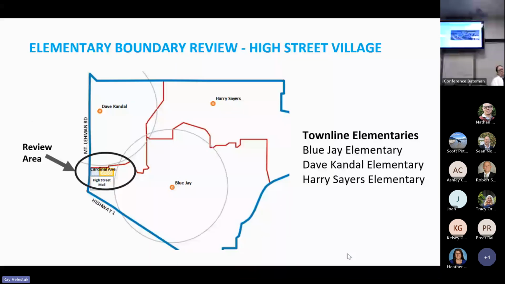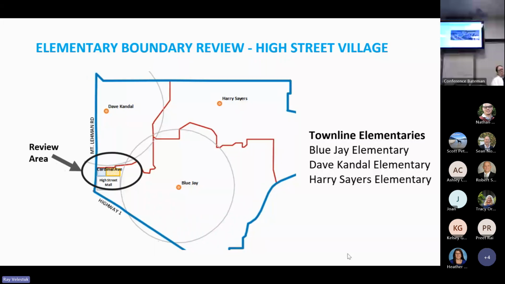So when you look at the Blue Jay, Harry Sayers, and Dave Candle boundaries, you can see on this map, and the circled area is the area that we're talking about, and it really is dealing with the Blue Jay and Dave Candle catchments. The circles in here are 1 kilometer circles, and you can see that the review area is basically the same distance from Blue Jay and Candle, so they're very similar in terms of proximity to the students or to the school.